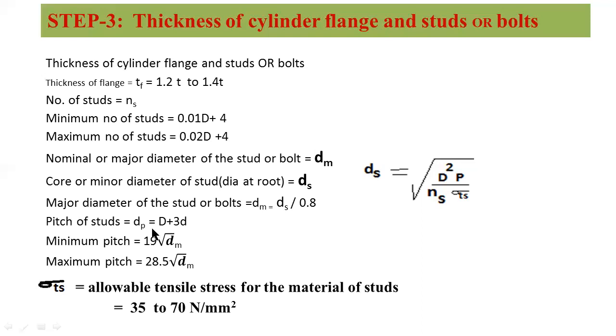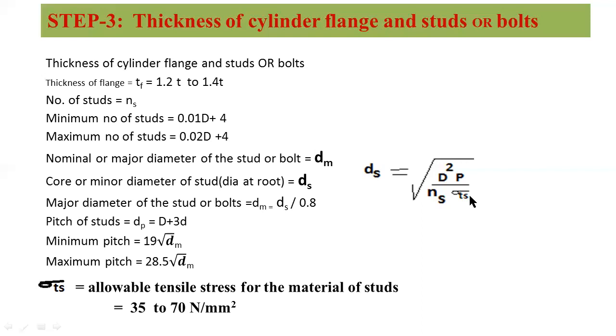Pitch of studs: the formula for pitch of studs, D_p, equals capital D plus 3d, and minimum pitch equals 19 square root of d_m, and maximum pitch equals 28.5 square root of d_m. Here sigma_ts is the allowable tensile stress for the material of studs.